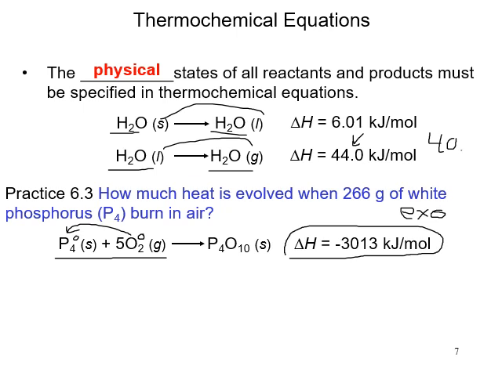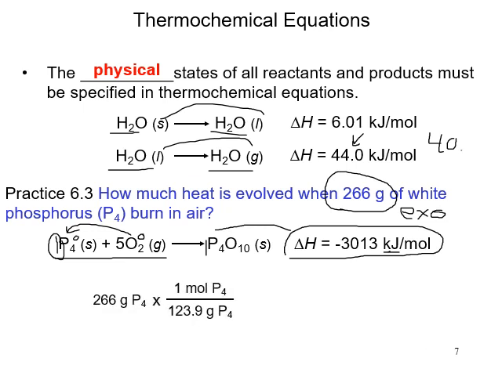This is kind of like heat again. It's kilojoules, but it's per mole basis as far as this chemical reaction is concerned. So you notice you have a P4 plus 5 O2 and 1 P4O10. So if I burn 1 mole of phosphorus, I will give off 3,013 kilojoules to the environment. Now the question is, how many moles is 266 grams? Well, let's do that conversion, grams to moles.